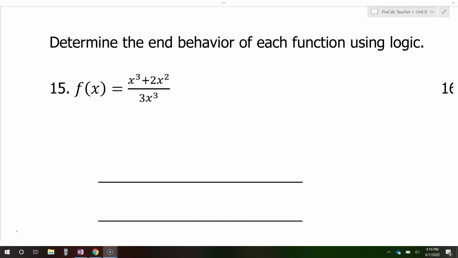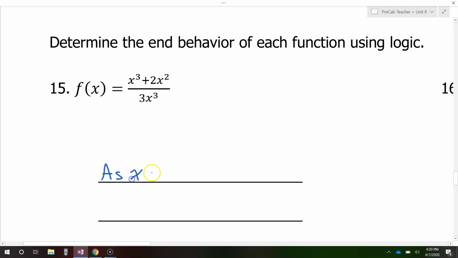In this video, I'm going to show you how to determine the end behavior of a function using logic. First of all, end behavior is what happens to the function at the ends. In other words, what happens as x gets bigger and bigger and bigger, or as x gets smaller and smaller and smaller going to the left.